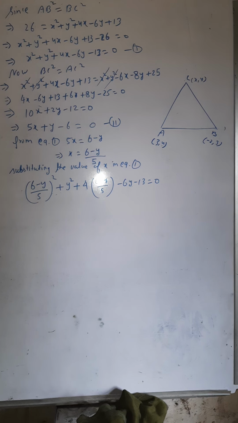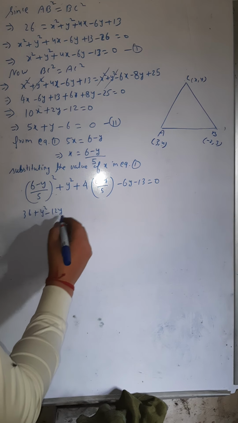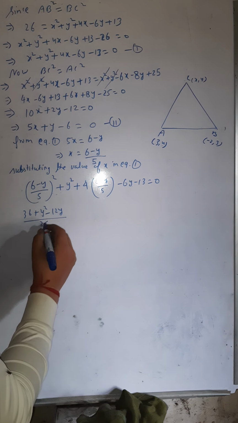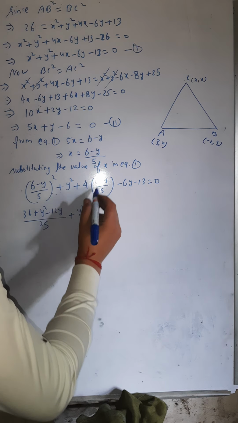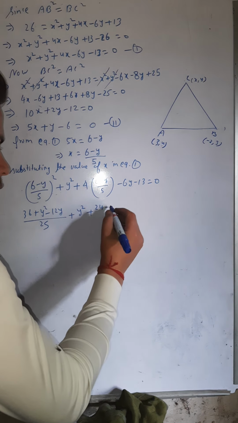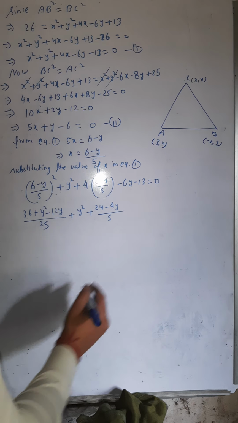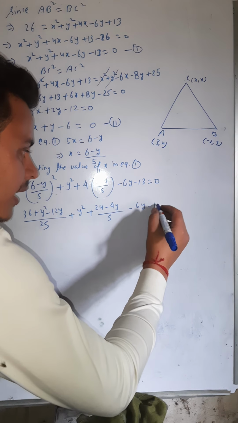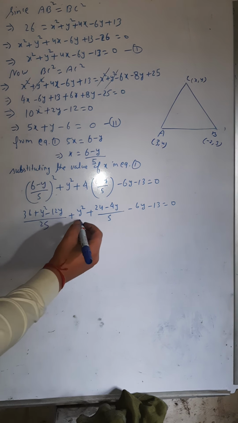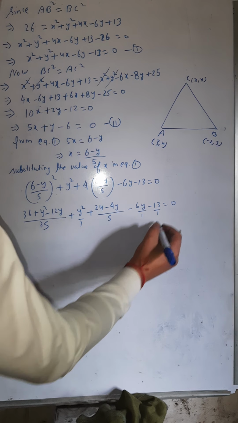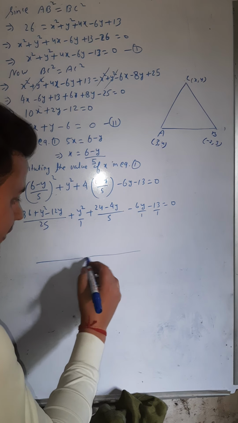Now I will open the whole square here. It will become a square plus b square minus 2ab. The square of 5 is 25. Similarly, plus y square. This 4 will multiply outside, 4 6s are 24, 4y, divided by 5. Do not multiply downside, it will multiply outside. Minus 6y minus 13 will be equal to 0. Now I will take 25 as the LCM for all. So here I will write 1, here 1, here 1. Take the LCM as 25, so it will become like this.